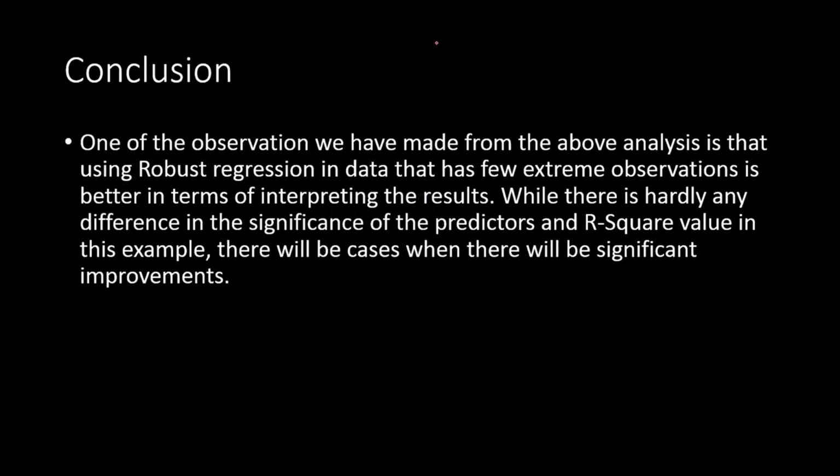Now we have seen that the results in the output haven't been very different from what we have seen in OLS. However, in many instances, you will find differences. We haven't taken many independent variables. If you have a bunch of independent variables, some of the independent variables which are not significant in OLS with the presence of outliers will become significant in robust regression.